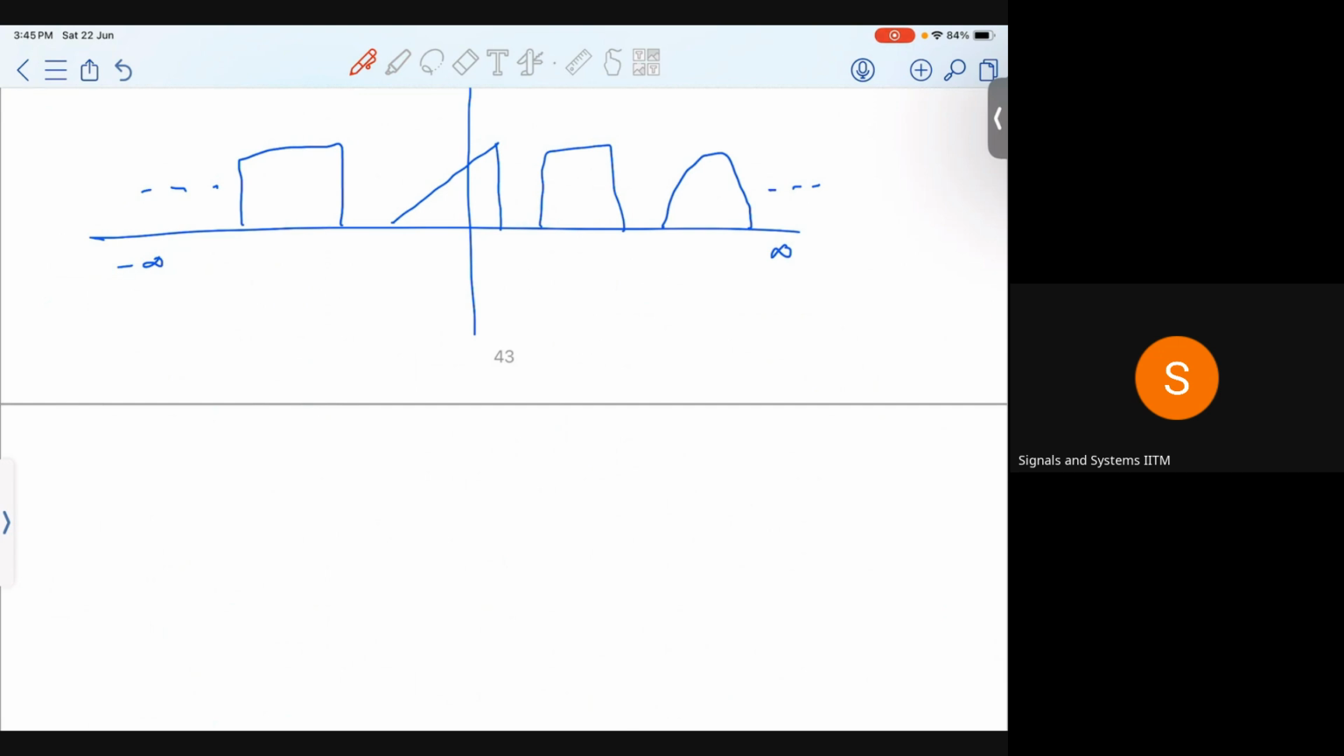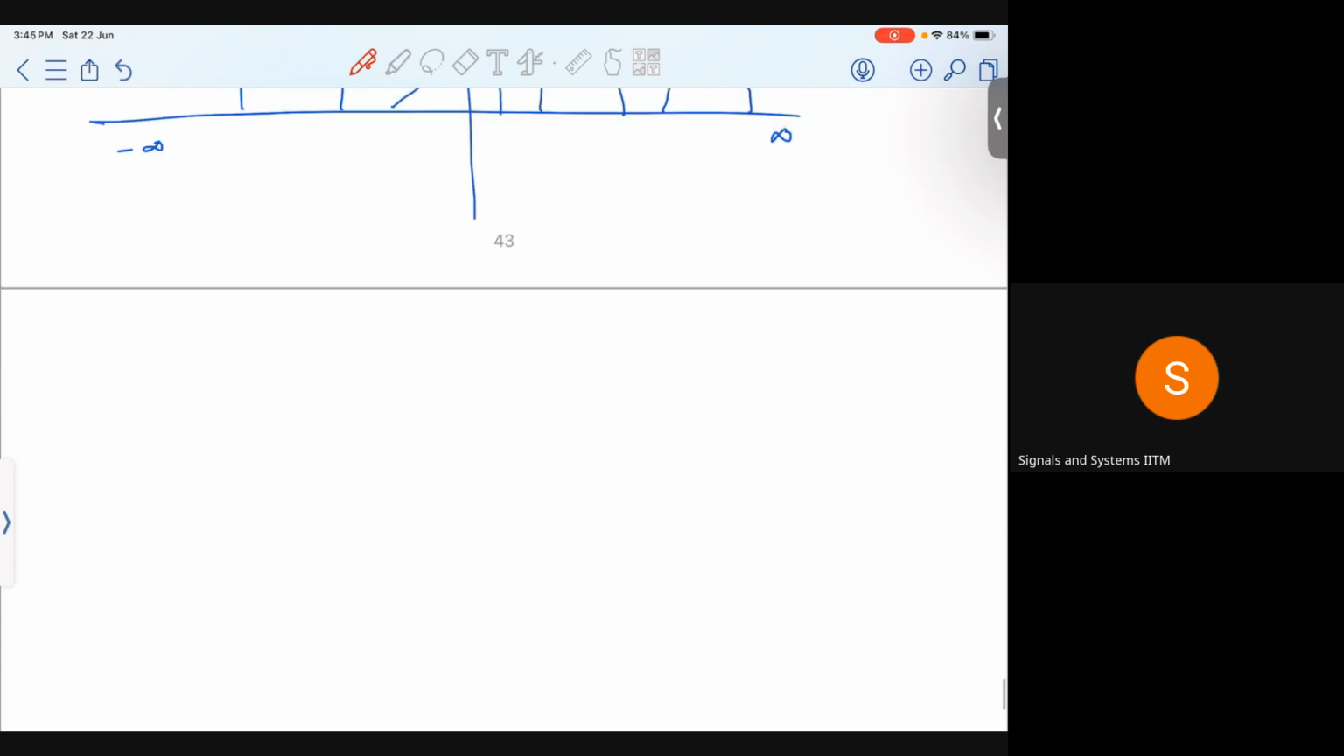Hope periodicity is clear. And there are other important things with respect to the periodicity. What happens to the period when you manipulate the signals? There are two other important properties. Time shifting will not change the period.